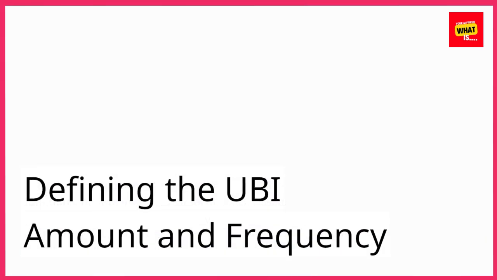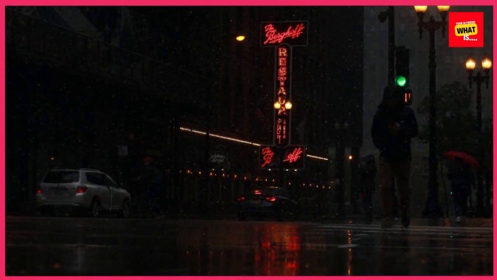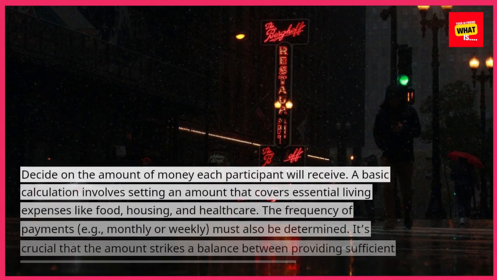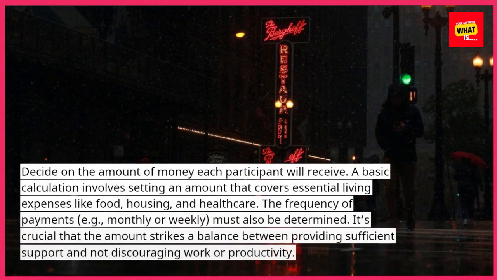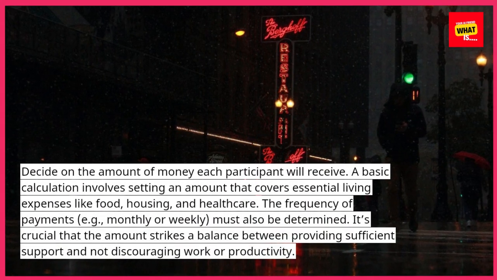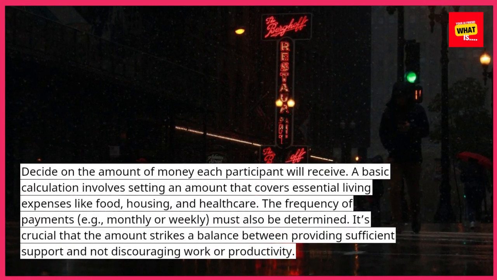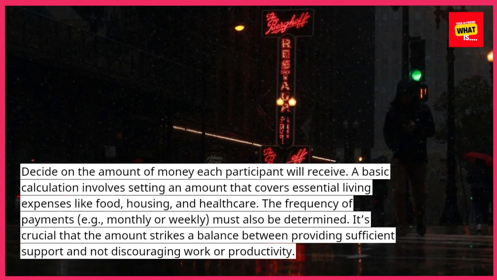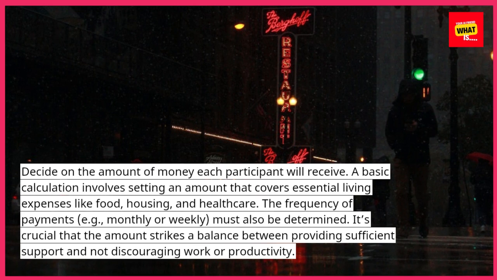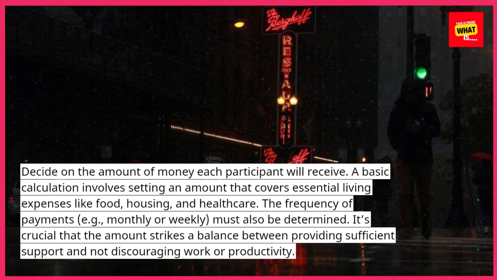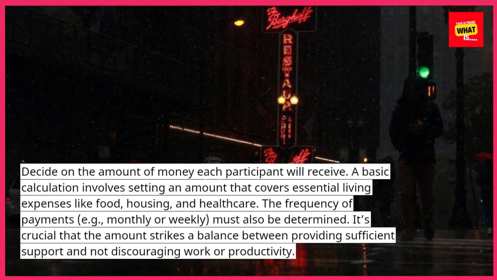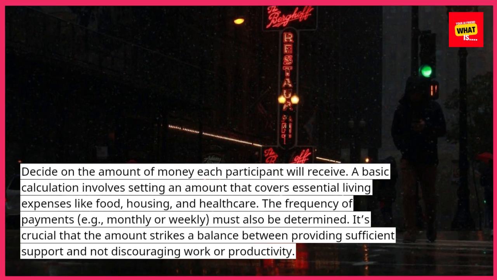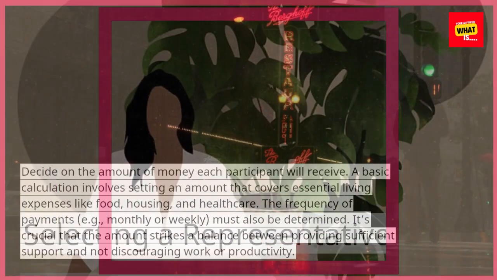Defining the UBI amount and frequency. Decide on the amount of money each participant will receive. A basic calculation involves setting an amount that covers essential living expenses like food, housing, and healthcare. The frequency of payments, e.g., monthly or weekly, must also be determined. It's crucial that the amount strikes a balance between providing sufficient support and not discouraging worker productivity.